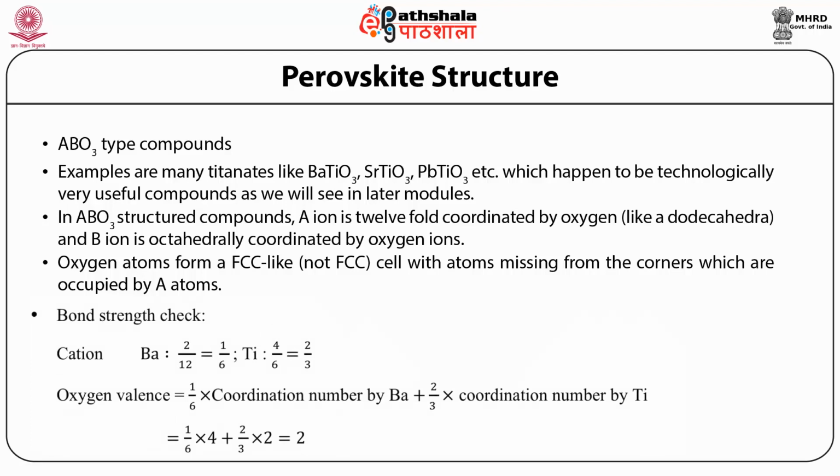So the bond strength can be given as, for the cation barium, 2/12, which is 1/6. For titanium, it is 4/6, which comes out to be 2/3. So the oxygen valence is equal to 1/6 times the coordination number of barium plus 2/3 times the coordination number of Ti. So finally, we get 1/6 times 4 plus 2/3 times 2. The result comes out to be 2. So the oxygen valency is 2.